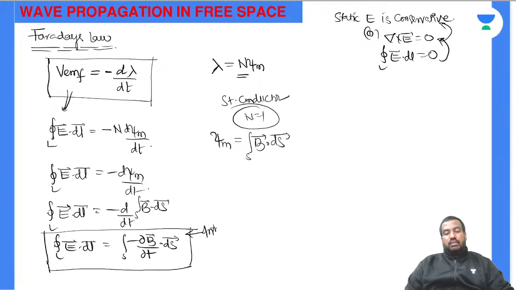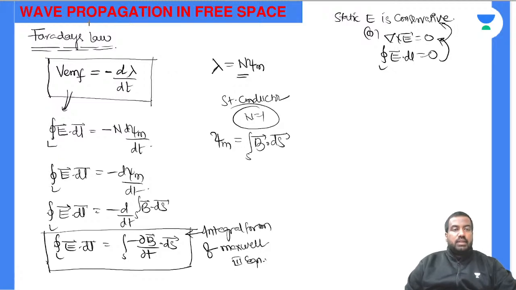This is called the integral form of Maxwell's third equation for time varying fields. In terms of order, it is number 2. Second equation for time varying fields. This is the integral form.